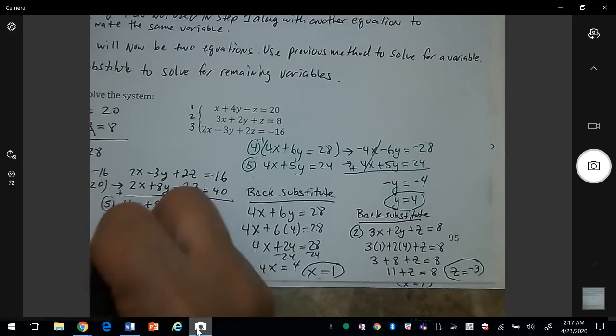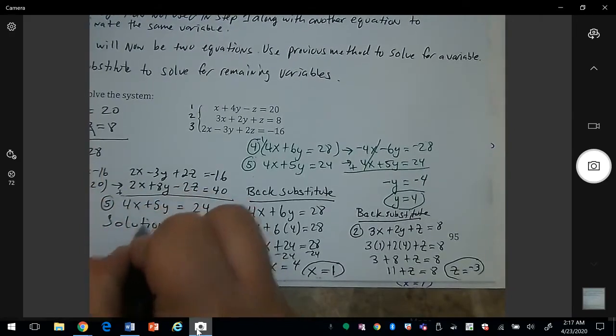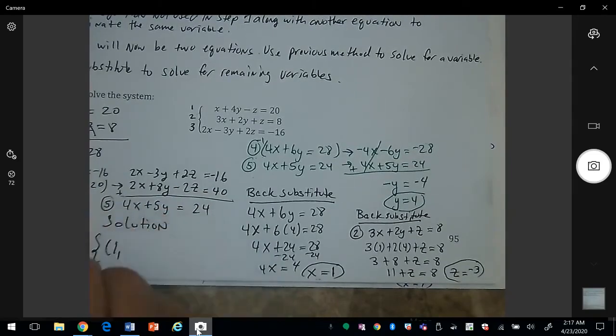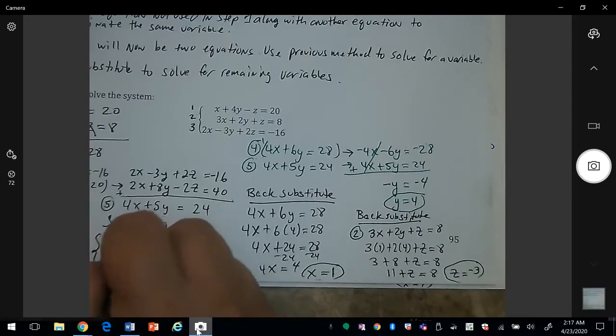So my solution for this system is x is equal to 1, y is equal to 4, and z is equal to negative 3.